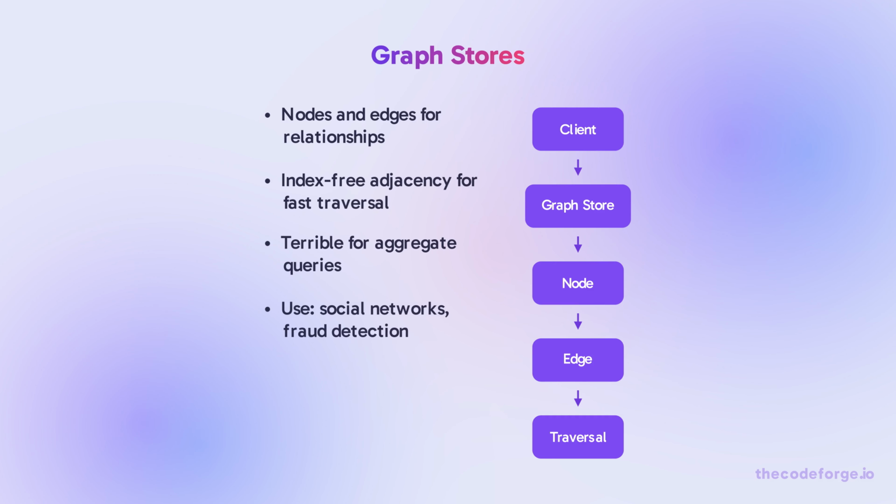Graph stores like Neo4j store nodes and edges. They excel at traversing relationships, finding friends of friends, shortest paths, or influence patterns. The performance advantage comes from index-free adjacency. Each node stores pointers to its neighbors.